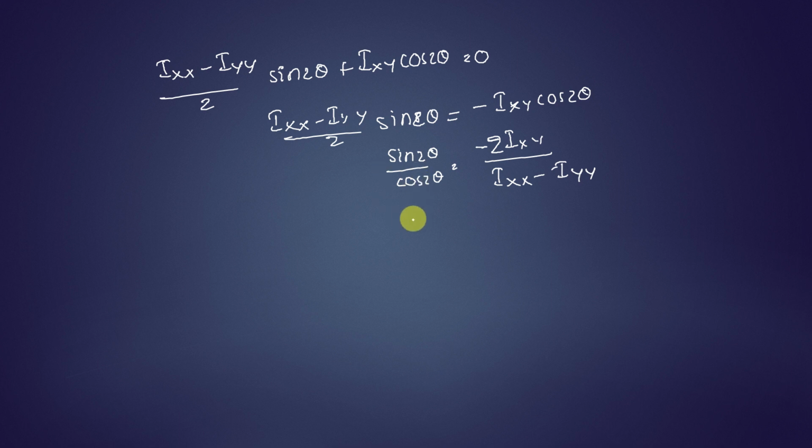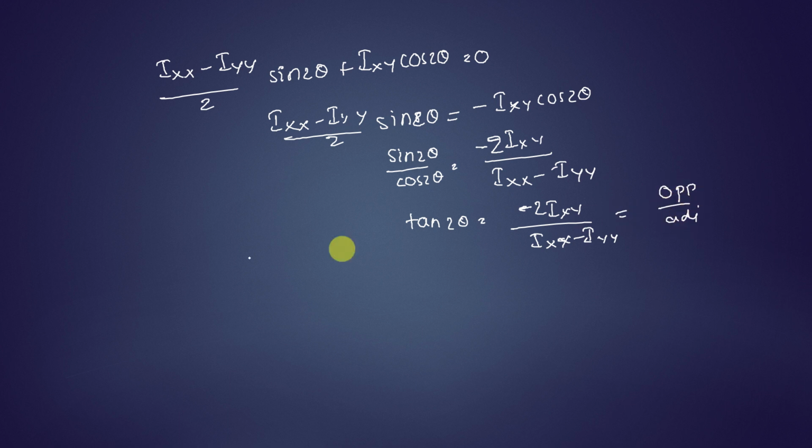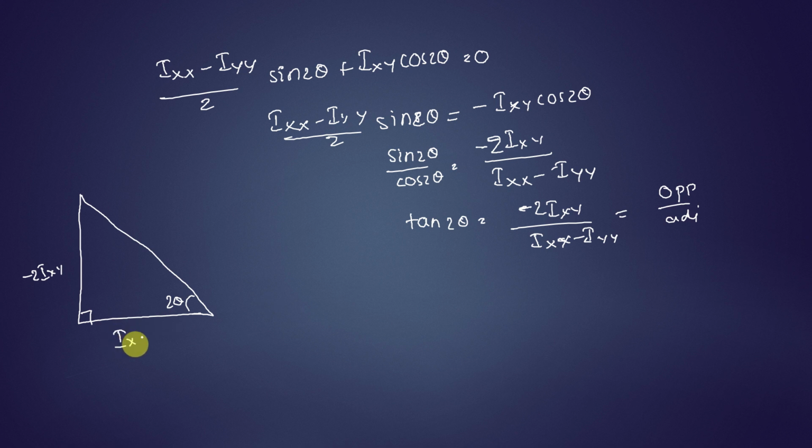So what is sine 2 theta by cos 2 theta? Tan 2 theta, right? Tan 2 theta is equal to minus 2Ixy by Ixx minus Iyy. Now what is actually tan theta? That is opposite side by adjacent side, right? So let us now form a right angle triangle. So this is 2 theta here. Opposite side is minus 2Ixy, and adjacent side is Ixx minus Iyy. And this hypotenuse will be root over 2Ixy whole square plus Ixx minus Iyy whole square.